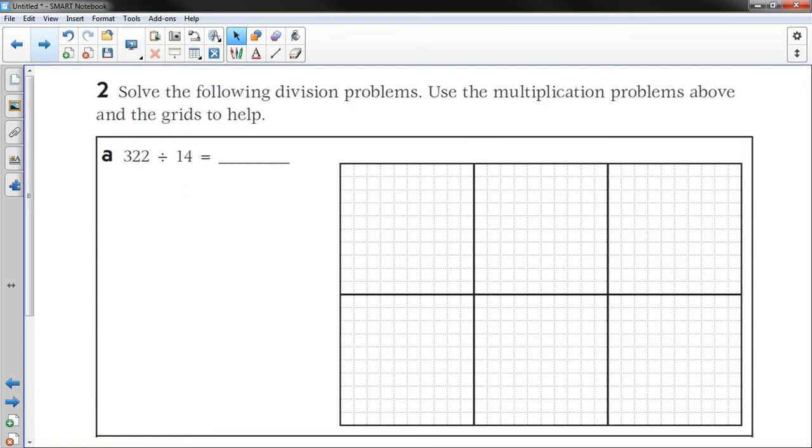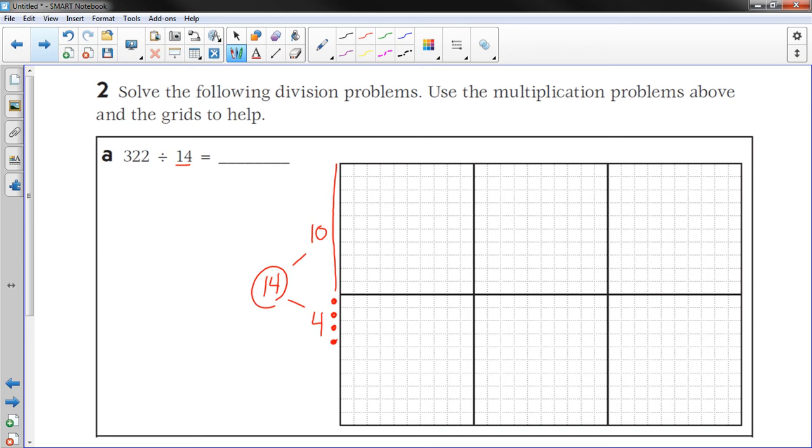Solve the following division problems using the multiplication problems above and the grids to help. So I have 322 divided by 14. Okay, so I'm going to use the area model of multiplication to solve this. I'm going to take the 14 and set it up over here on the side like we learned how to do multiplication earlier on. So this is 10, this is 4, and they represent 14 along that side.